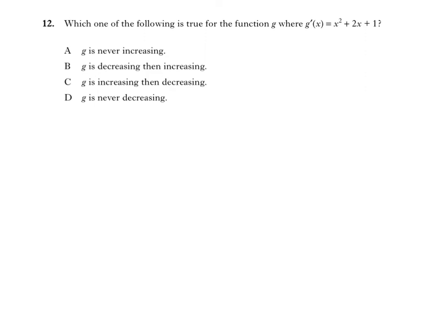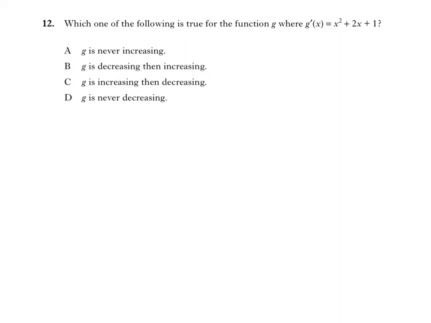Higher section 10, question 2. Which of the following is true for the function g, where g dashed x equals x squared plus 2x plus 1? Option A, g is never increasing. Option B, g is decreasing and then increasing. Option C, g is increasing then decreasing. And option D, g is never decreasing.